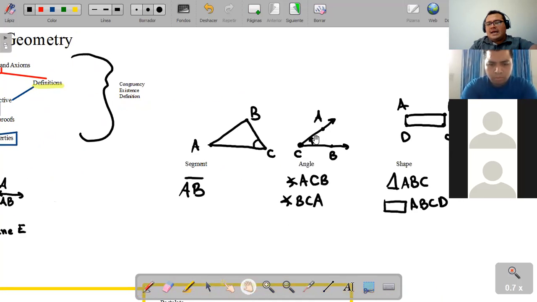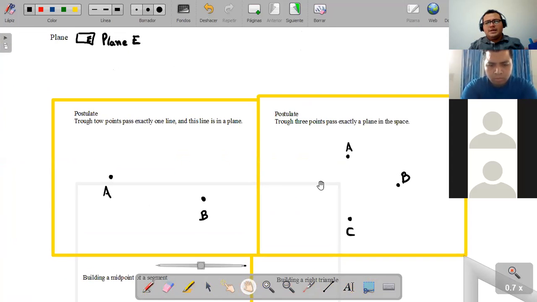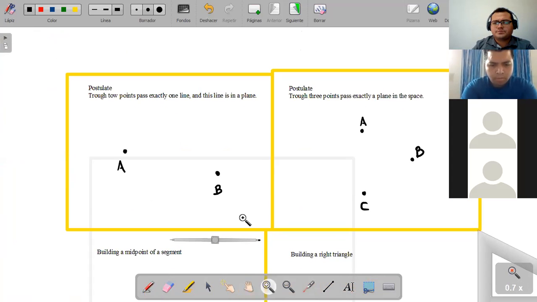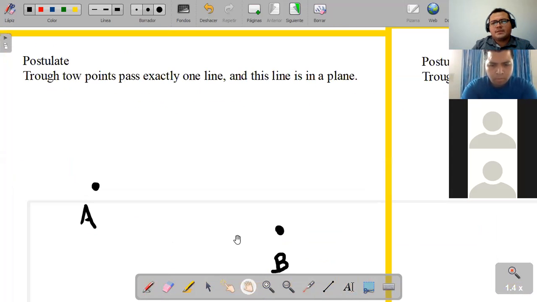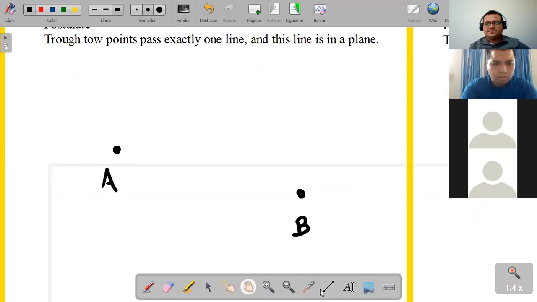You cannot say the inner part of a triangle. No, we have to talk about angles, and the same with the shape. Here I have two of the postulates that Euclid proposed in his book. Practically based on this one, we can start creating all the shapes that we know. One of the postulates says, through 2 points pass exactly one line, and this line is inside of a plane. And it's true.